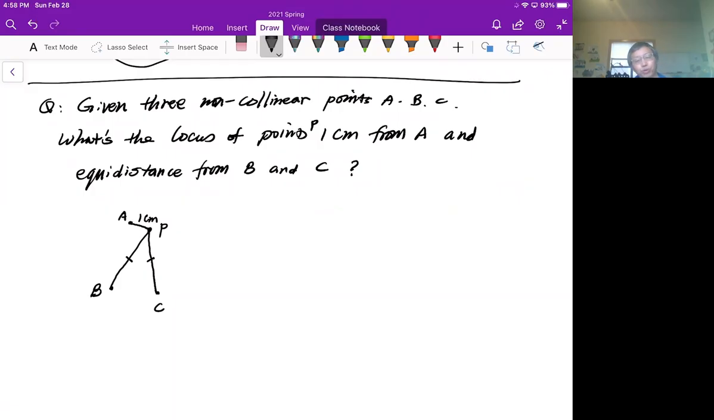So I want to find all of the points P. P has the following two properties. The first one is that PA is equal to 1 centimeter. Secondly, PB must be equal to PC. So A, B, C are given, and I want to find all such P's. That's also called a construction in geometric construction. So how can we do that then?